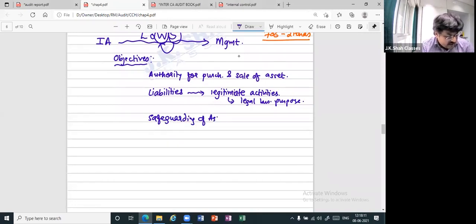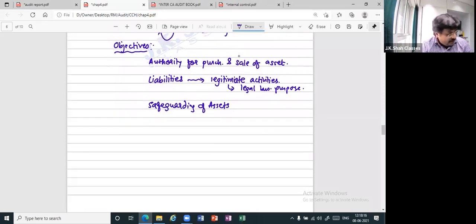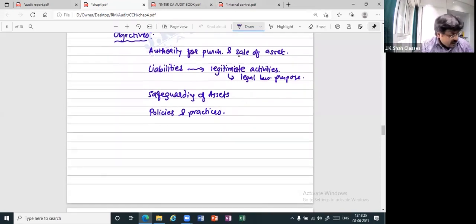So can I say there will be safeguarding of assets? Without it, it will not be complete. Apart from that, he has to check whether all the policies and practices are consistently followed or not. Can I say very manageable? Can I say his main objective is to review the ICS and eventually give the lows to the management? Come on, yeah. Okay.